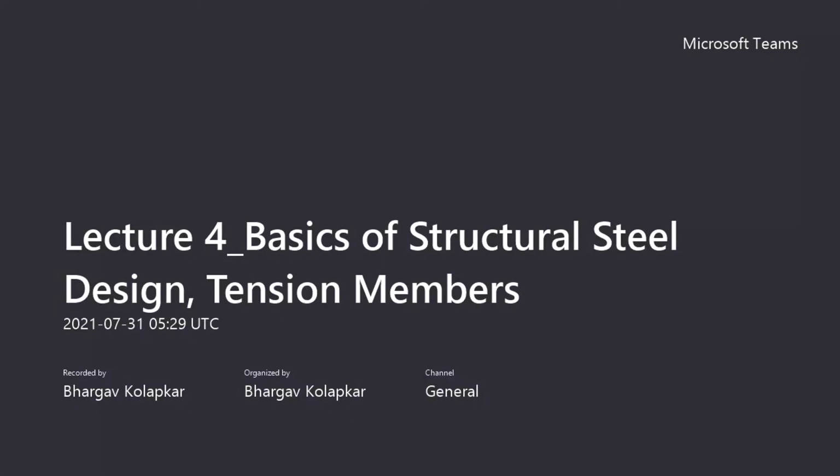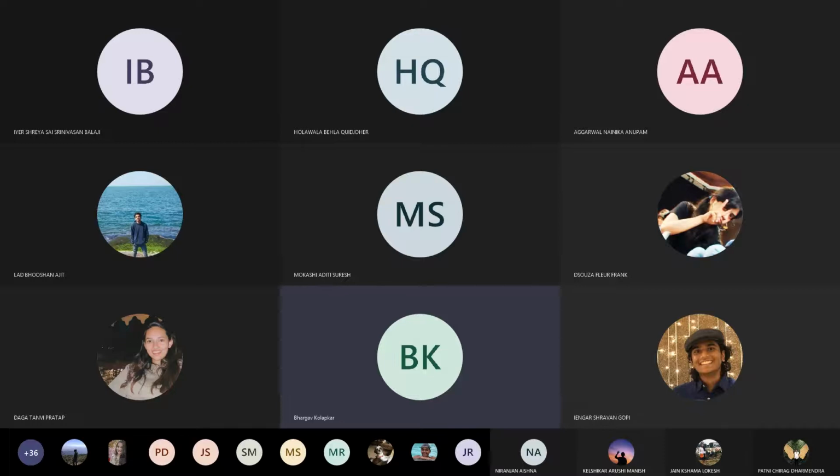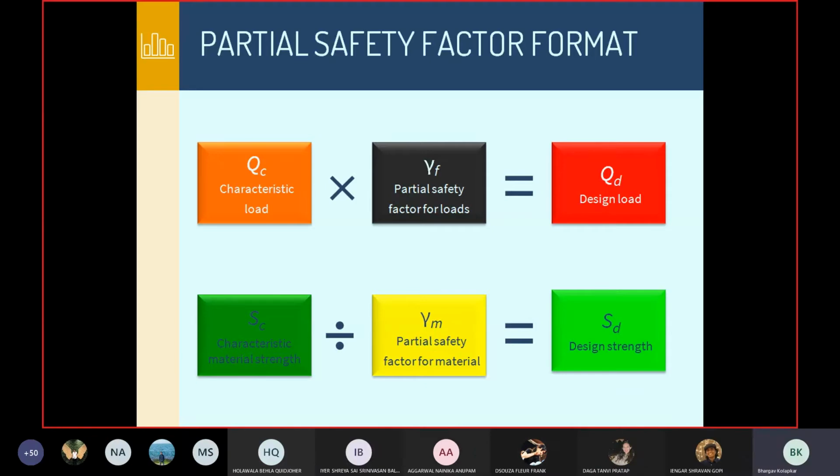And by learning about various design philosophies, we learned about the limit states method, wherein we define what a limit state is. Then how do we categorize limit states as limit states of strength and limit states of serviceability. Then we also looked at a very important concept of what characteristic strength and characteristic loads are.